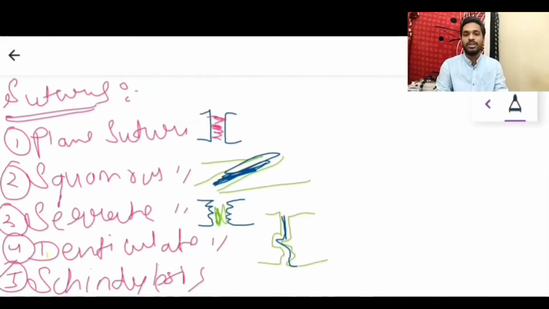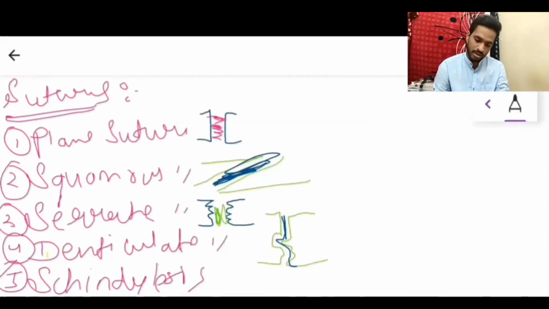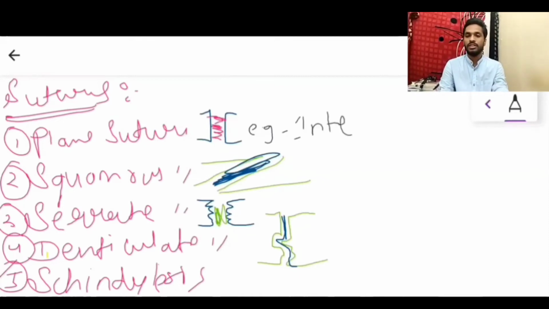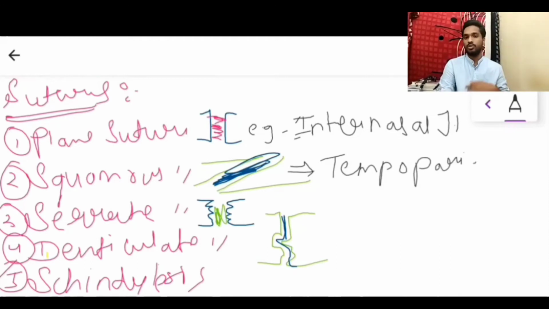Okay, so now let's note down examples of each of them. About plain suture, the example is internasal joint, the joint between the nasal bones. Also interpalatine joint is an example of plain suture. Then second we have squamous. There the temporoparietal suture, the suture between parietal bone and temporal bone, is an example of squamous suture.